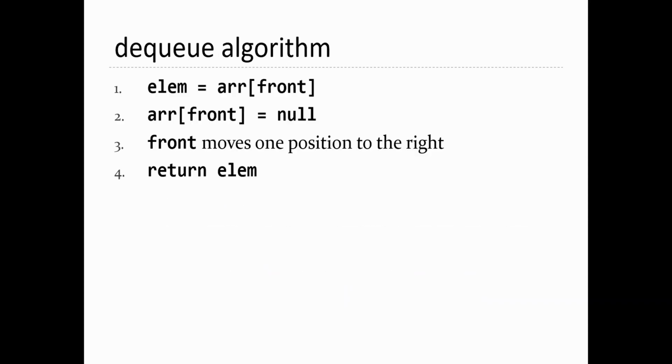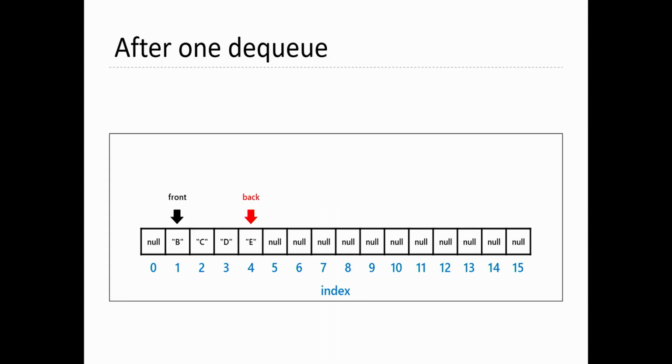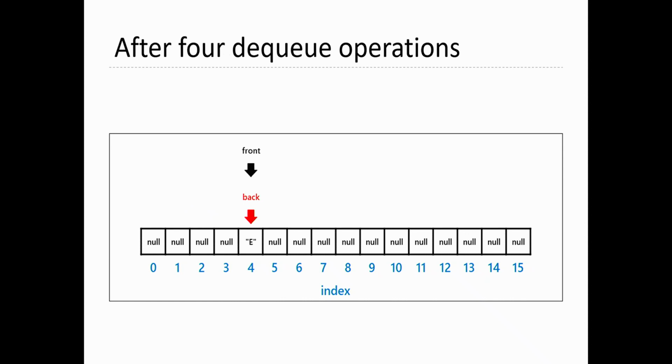So we dequeue one element. Remember that there's an A there, set that element to null, move front 1 to the right. Decrease the size of the queue by 1 because we removed an element. Dequeue again, so remember that there's a B here. Erase the B by setting it to null, and then shift front 1 position to the right. And so on.